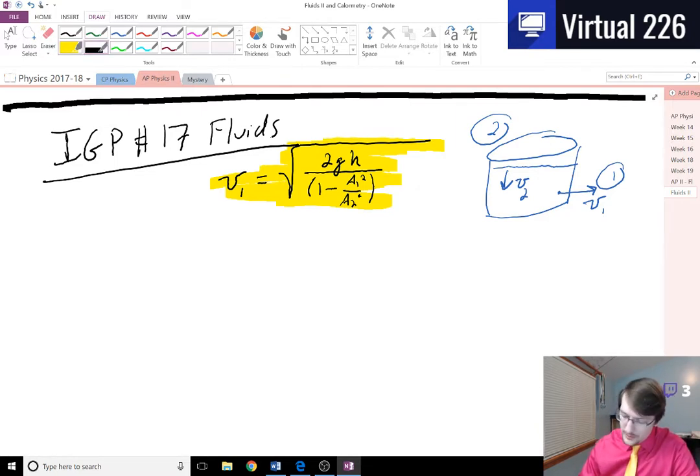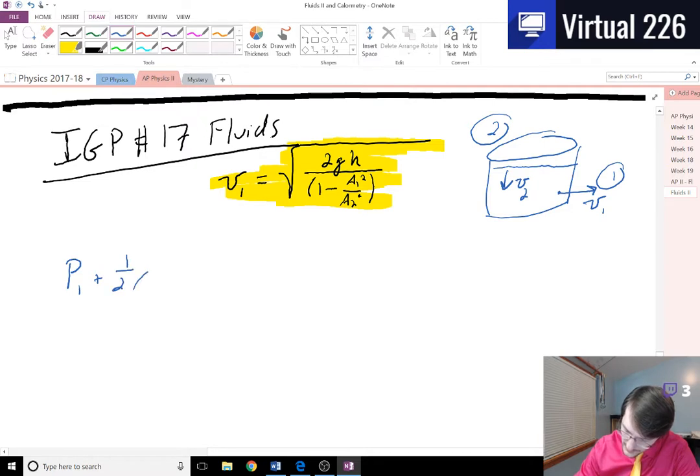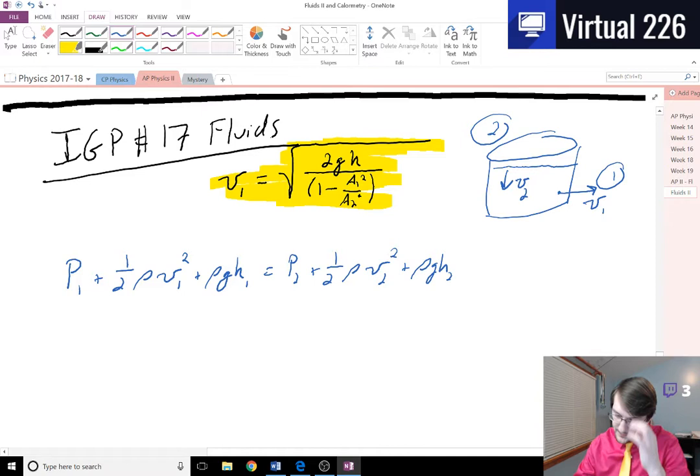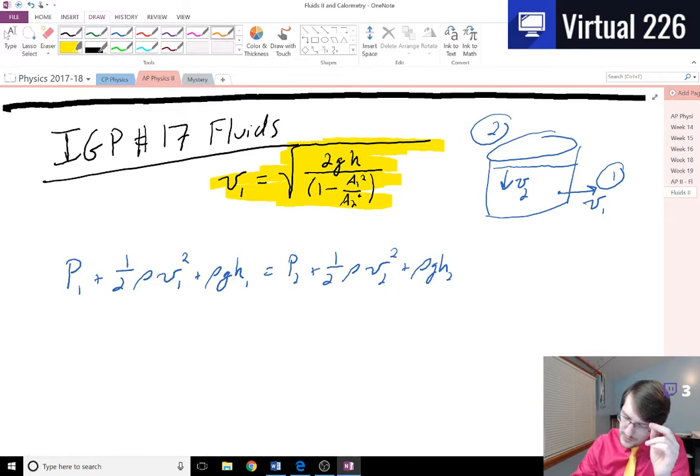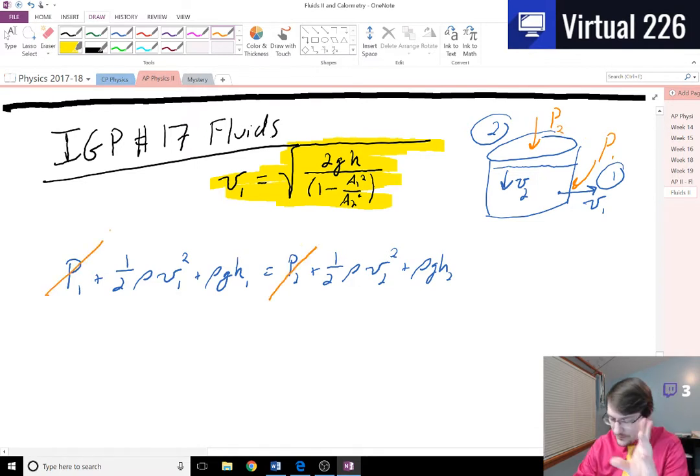Let's start with big old Bernoulli, right? So we're gonna do this. P1 plus 1/2 rho V1 squared plus rho G H1 equals P2 plus 1/2 rho V2 squared plus rho G H2. Okay. A few things we can do. Pressure pushing here is the pressure pushing here. So those subtract out. Okay, that's nice.